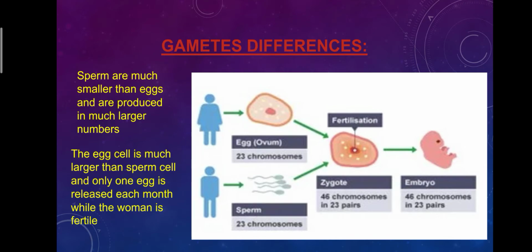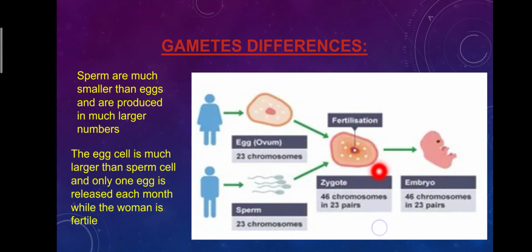Now we will discuss the gamete differences. In this diagram we can see that this is female and here is the male. The female egg or ovum contains 23 chromosomes and the sperm of the male contain 23 chromosomes. And when the fusion of the female ovum or egg and the male sperm occurs, the process of fertilization starts.